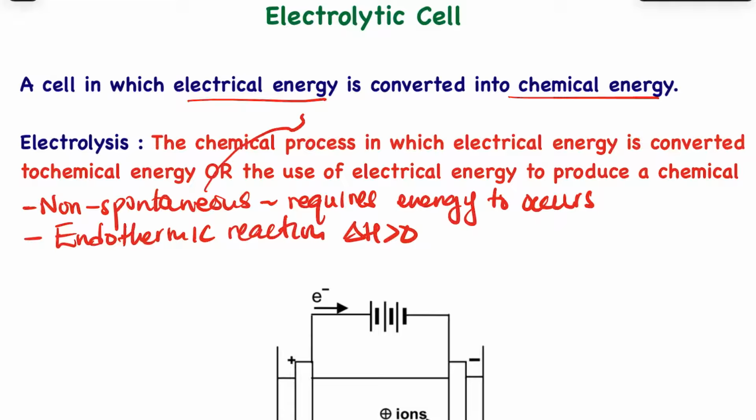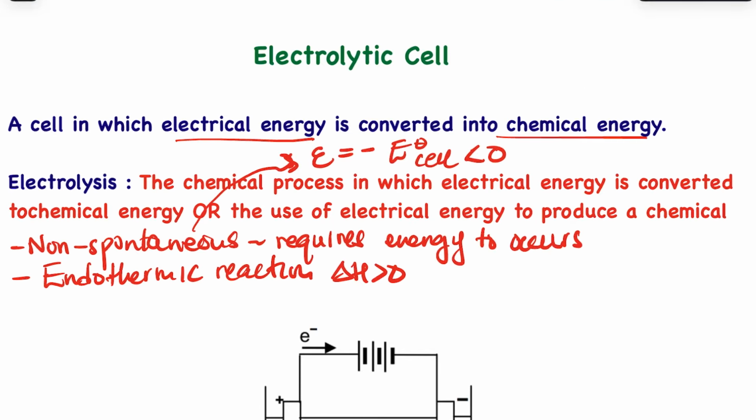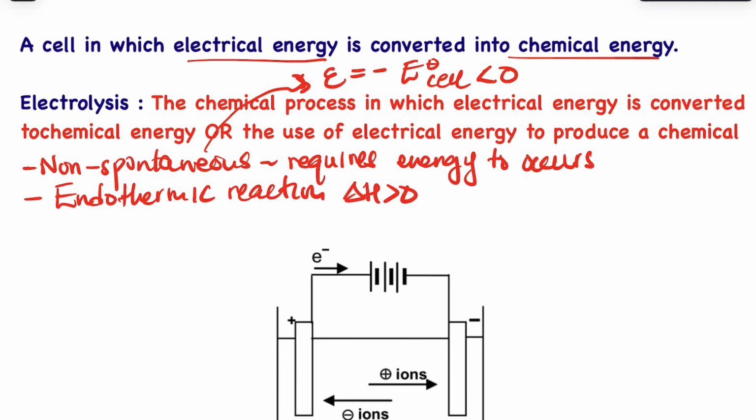And what do we mean it's non-spontaneous? That means the EMF is negative, or the E cell is less than 0, right? Another thing that is important here, guys, is that this is just the introduction of the electrolytic cell, and there are types of electrolysis, or types of process that occur there. Here, it is the opposite of what is happening in the galvanic cell.